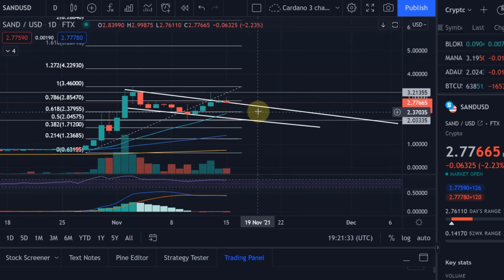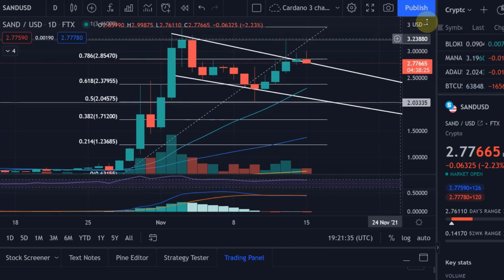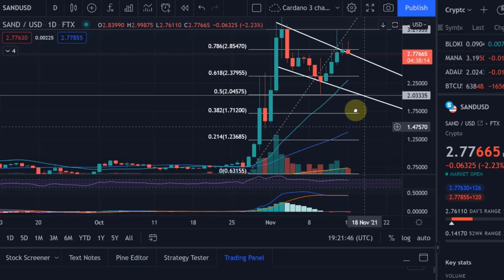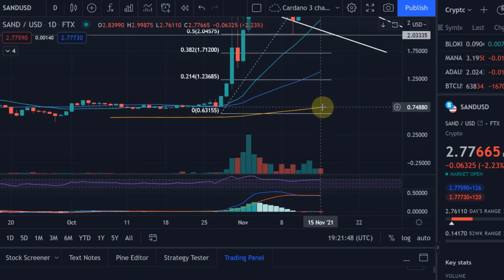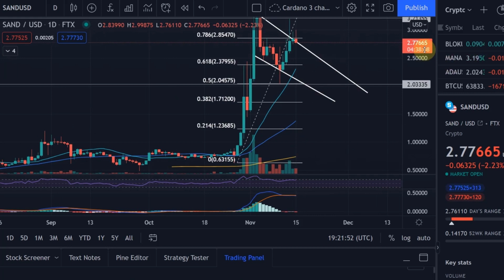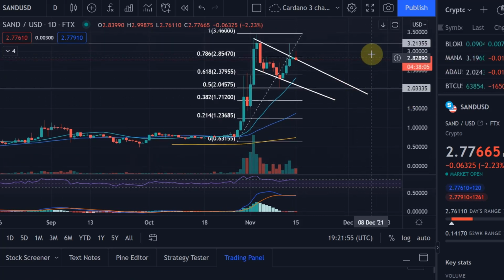Just for orientation, the 20-day moving average is currently at 2.30. That will be key support should we drop down. Then the 1.36 here is the 50-day moving average, and down here somewhere at 74 cents is the 200-day moving average. Not really relevant at the moment because it is very far away.